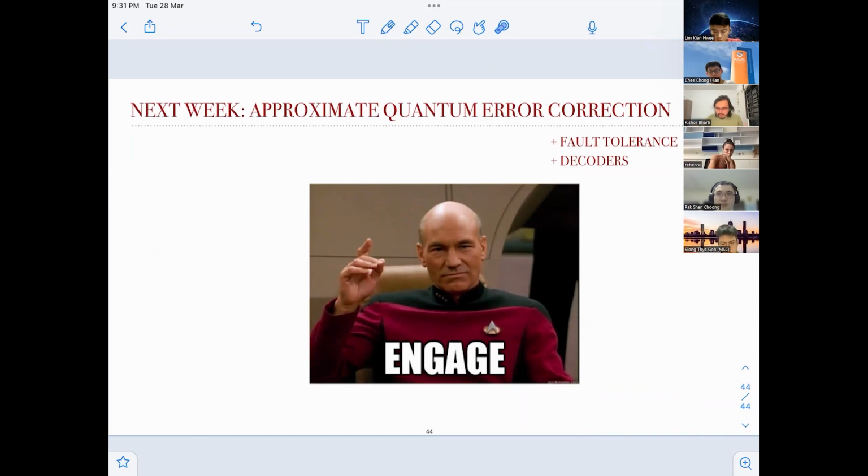Next week we will discuss approximate quantum error correction, fault tolerance, and decoders. For the fault tolerance, there will be some topology. But it's beautiful, it's good to know things about topology. For decoders, there will not be much topology, and for approximate quantum error correction, there will not be topology.